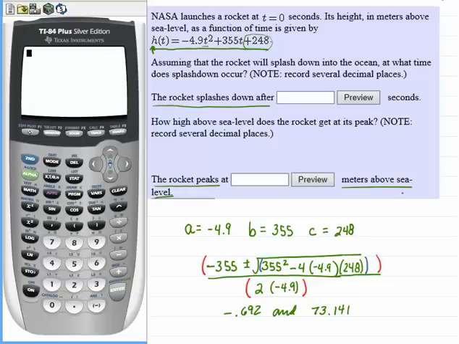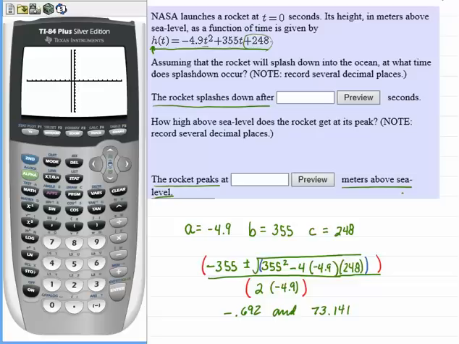Why am I getting a syntax error? Oh, I used a subtract rather than a negative there, so I need that negative, not a subtract. Now let me try to graph. Okay, it likes it, but all I'm getting is a vertical line there, and the reason for that is because I don't have my windows set up properly.